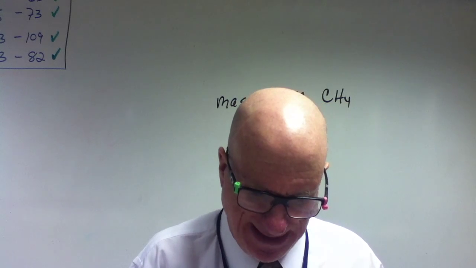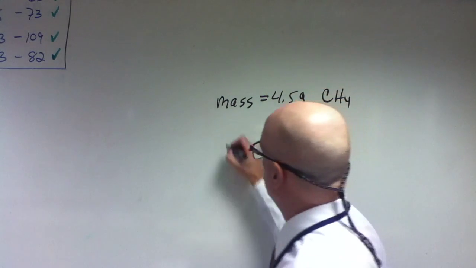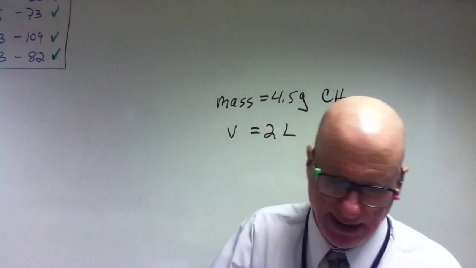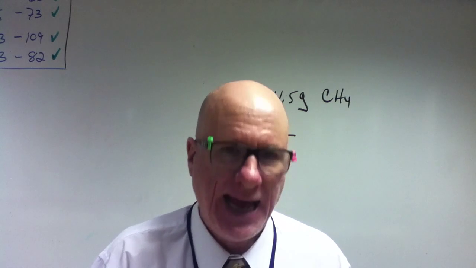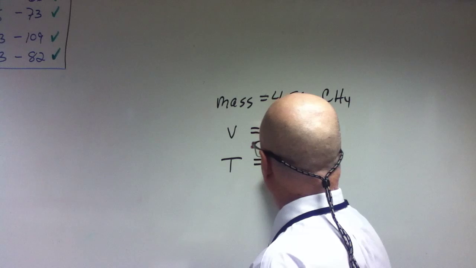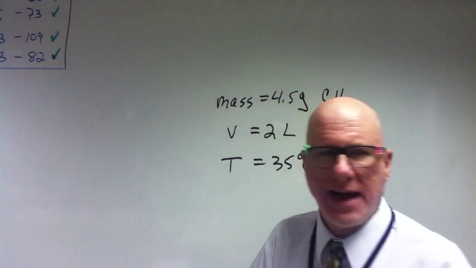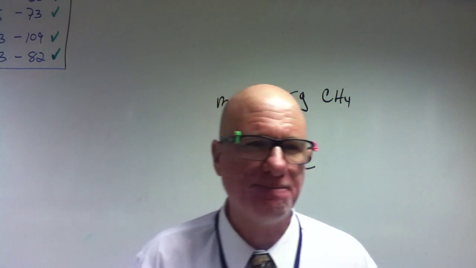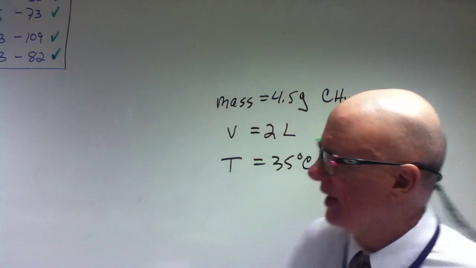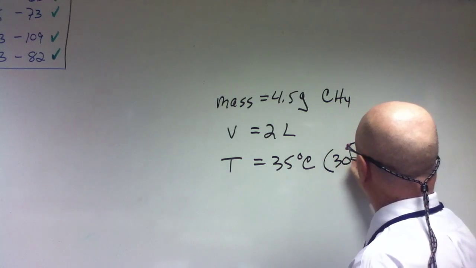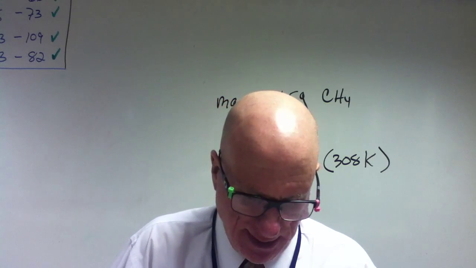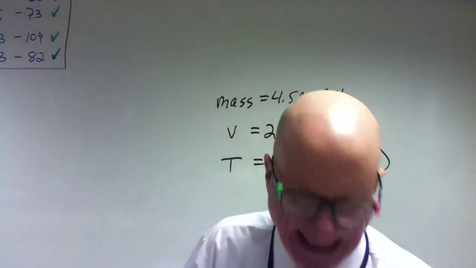Is in a 2-liter container. So now we have a volume of 2 liters. Yes? Is in a 2-liter container at 35 degrees Celsius. So now we have a temperature, 35 degrees Celsius. Automatically change that to Kelvin. What do you got? 308, that's correct. 308 Kelvin. Okay? Next. It's asking for the pressure in the container.